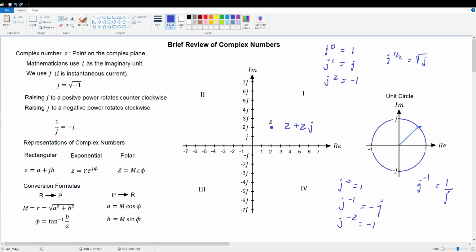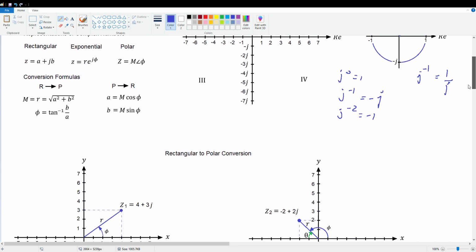Now, that's a lot of stuff to absorb in a short time, so let's make it a little more concrete by doing some problems.